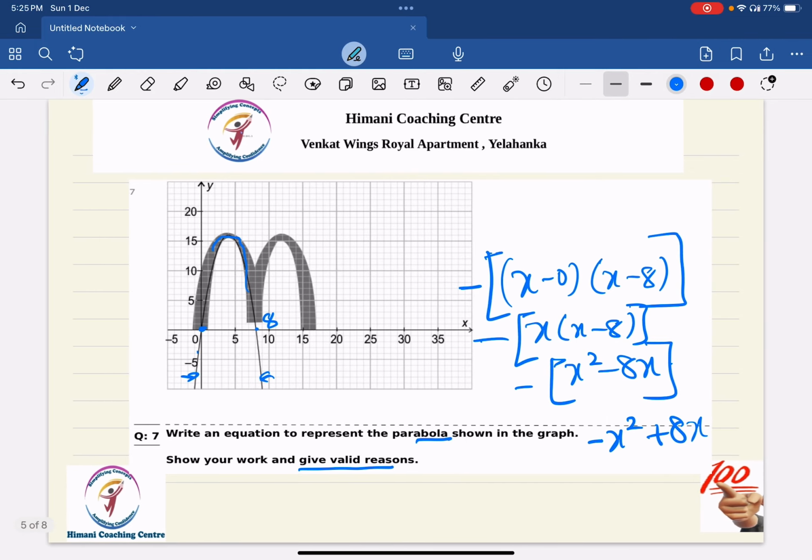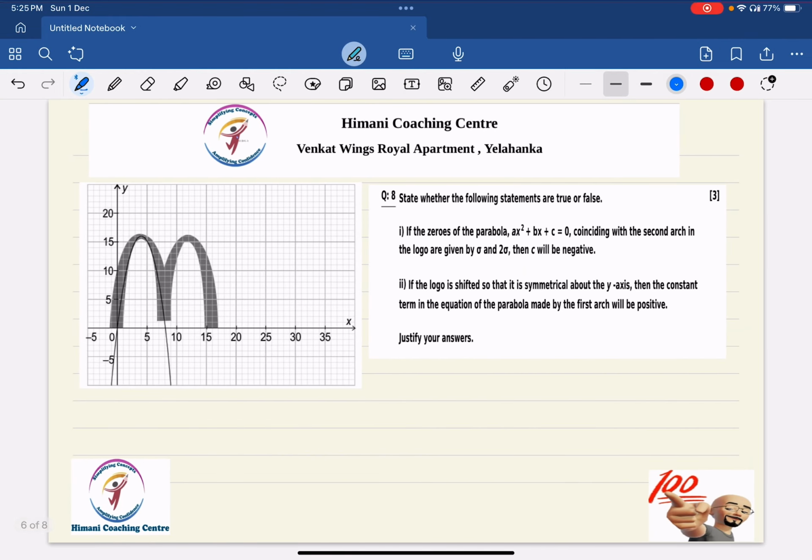Okay, now let us look at the other part of this question. The same graph. Now we are asked to state whether the following statements are true or false. It says if the zeros of the parabola ax square plus bx plus c, coinciding with the second arc in the logo, are given by sigma and 2 sigma, then c will be negative. Now see what is the shape of this. This is also concave downwards. That means a should be negative.